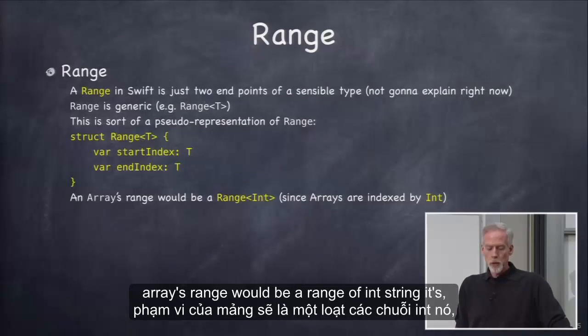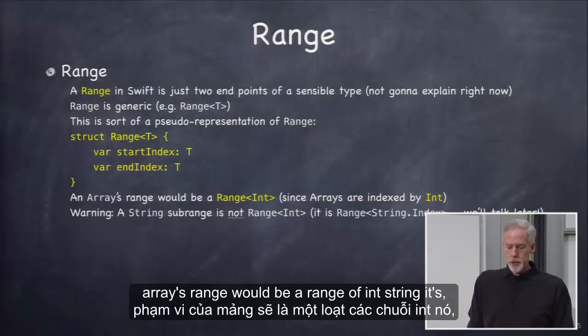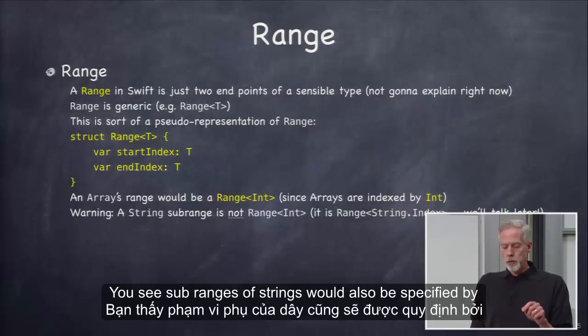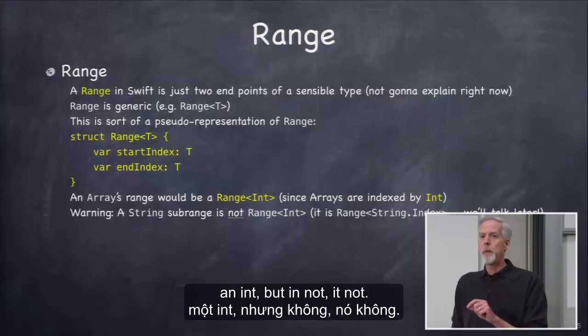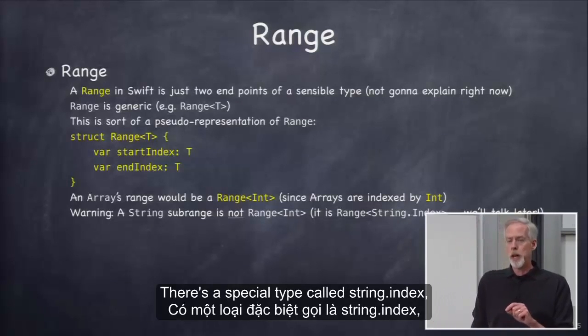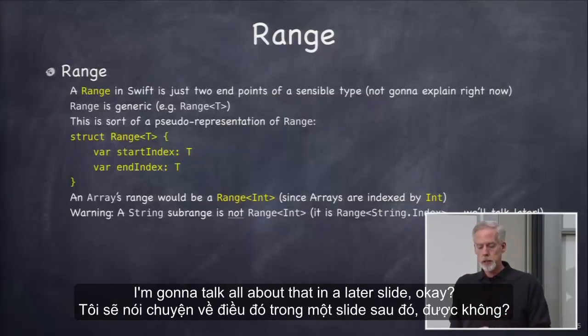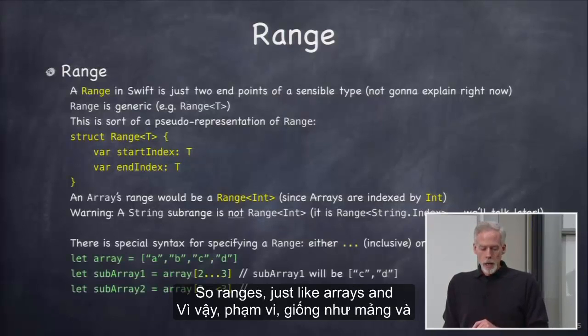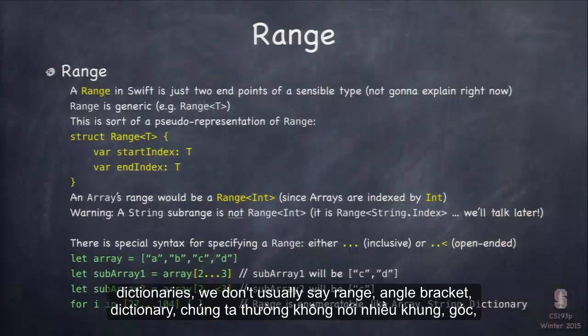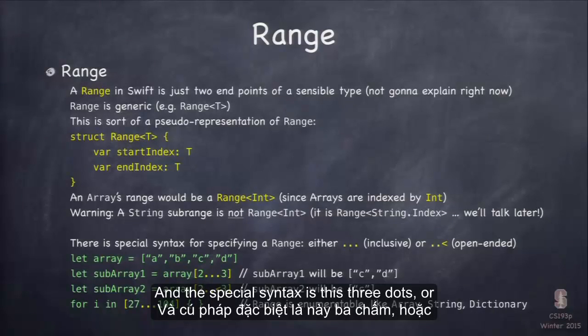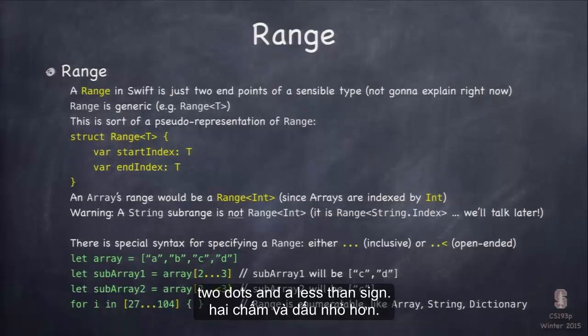So array's range would be range of int. String, you would think that subranges of strings would also be specified by an int, but it's not. There's a special type called String.Index, which is an index into a string. I'm going to talk all about that in a later slide. Okay, so ranges, just like arrays and dictionaries, we don't usually say range angle bracket int equals something. We use a special syntax, and the special syntax is 3 dots or 2 dots and a less than sign.